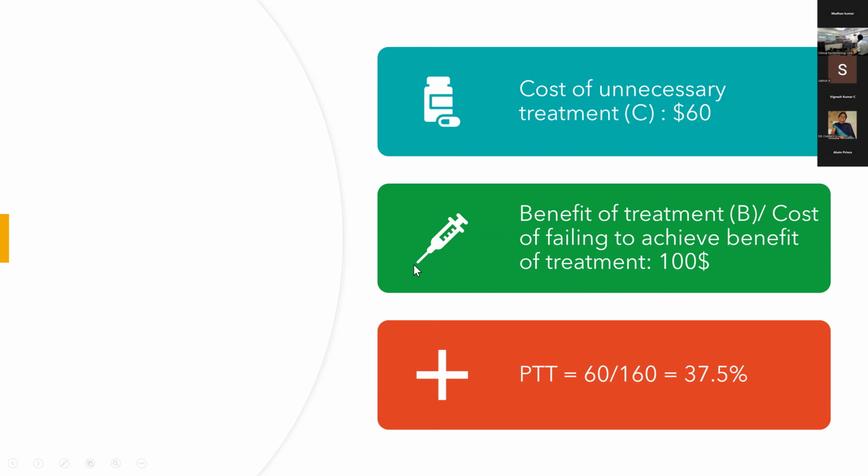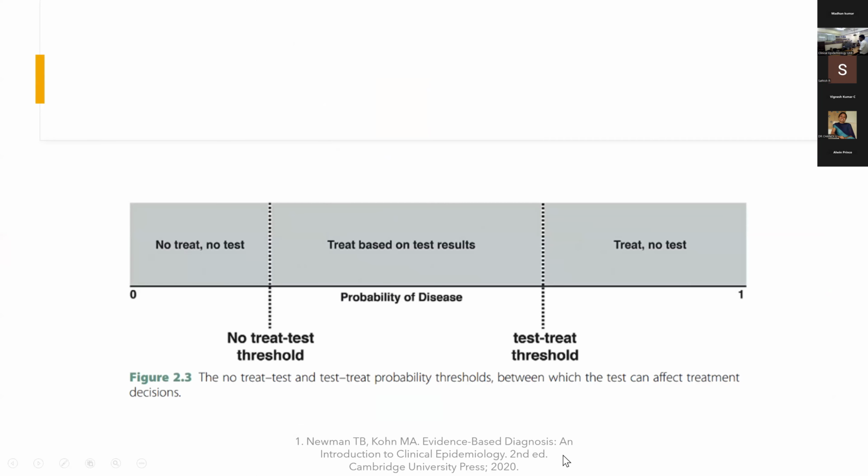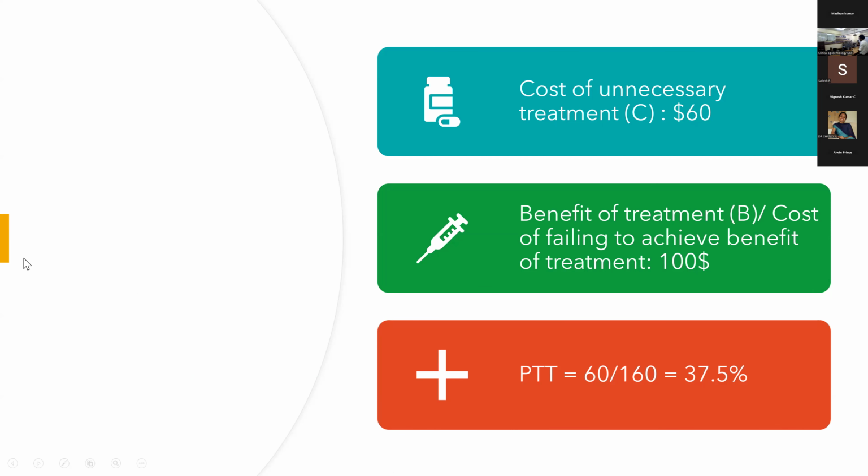So what does this number mean in clinical practice? If after doing the test we find out that the post-test probability of the patient having the disease is 37.5%, that is when you decide to treat the patient with oseltamivir. This is what this number actually means.